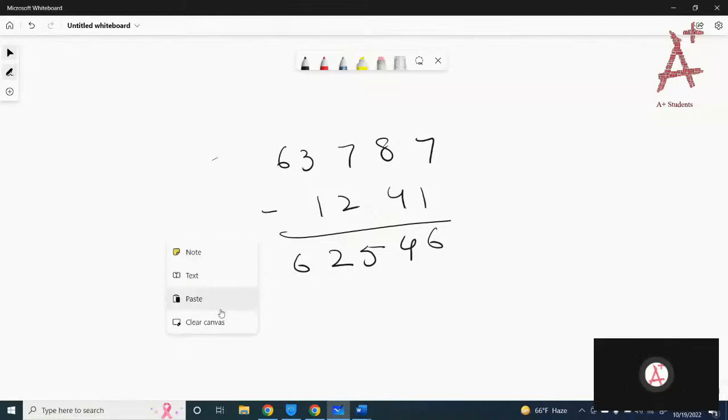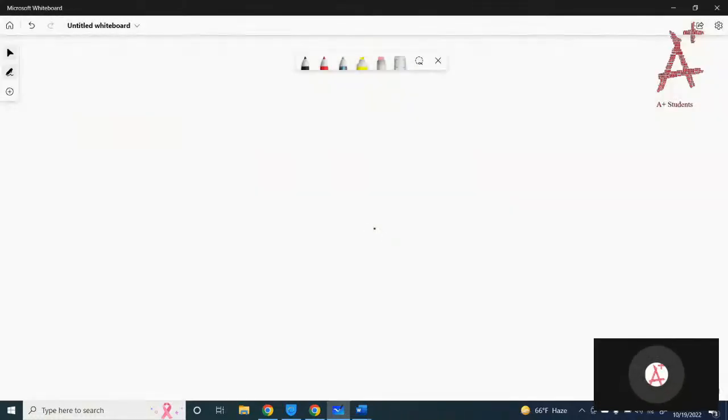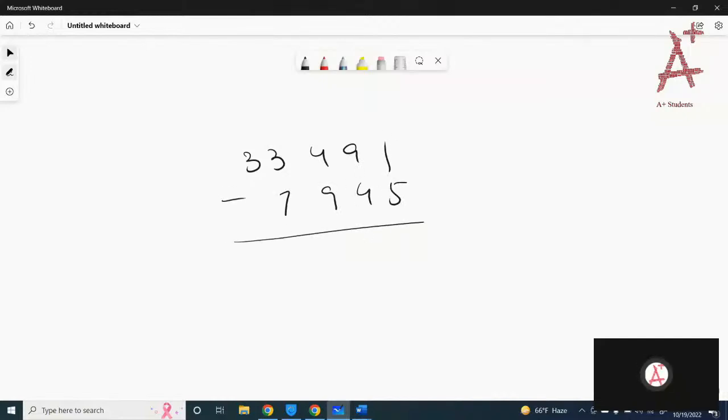Okay, the next one is you have to subtract, and the numbers are 33,491 and subtract 7,945. So whenever you are subtracting numbers, you always start with the ones digit. So just subtract the ones digit. So you cannot subtract 1 out of 5 because 1 is a smaller number. So you have to borrow 1 from here. Here you're left with 8, and it would be now 11. Got it? So 11 minus 5 is 6. 8 subtract 4 is 4.